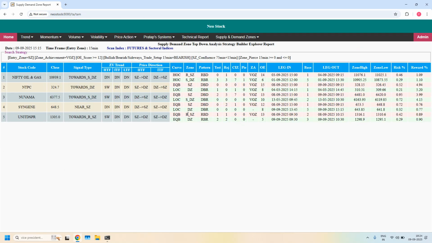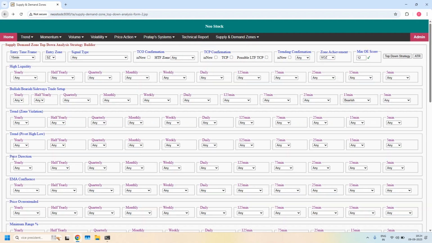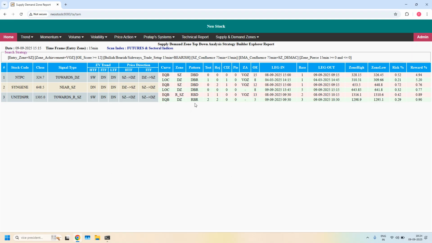In these 5 stocks, all these 15 minute supply zones are overlapped with the 75 minute supply zone. And the 75 minutes trend, ITF trend, is a downtrend in all the stocks. Let's further filter based on the EMA confluence at the 75 minute supply zone. The 75 minute supply zone with daily EMA, we got 3 stocks. So these 3 15 minute supply zones might have a higher probability of success, provided lesson 20 checklist items are satisfied. Otherwise, there are higher chances of zone violation.